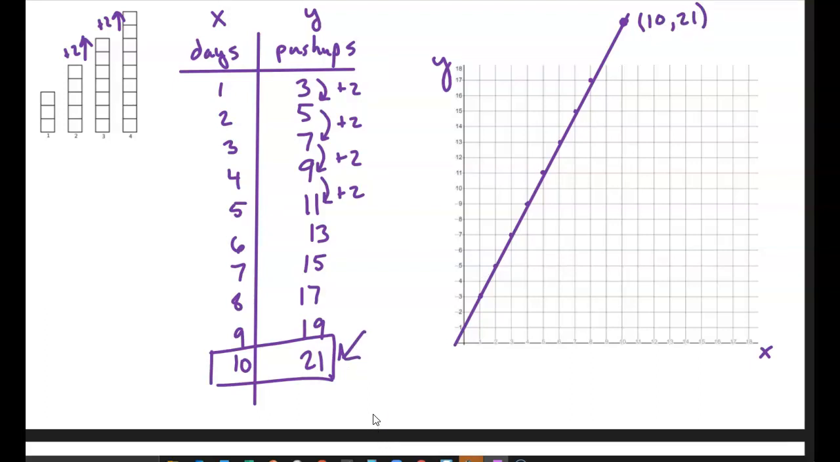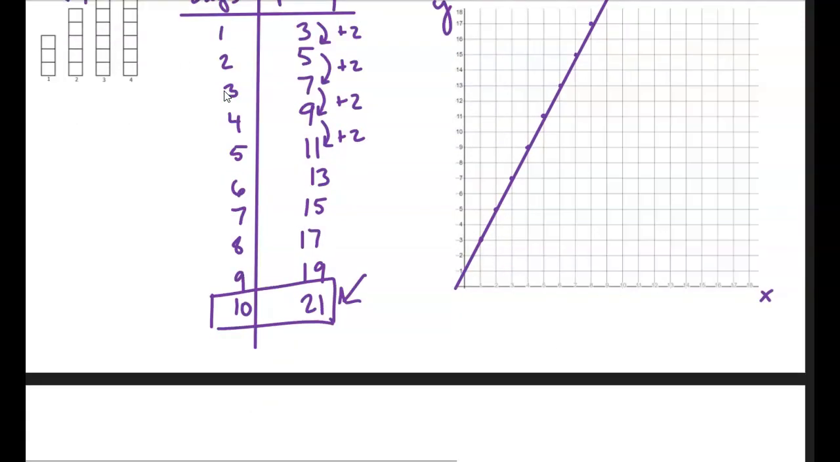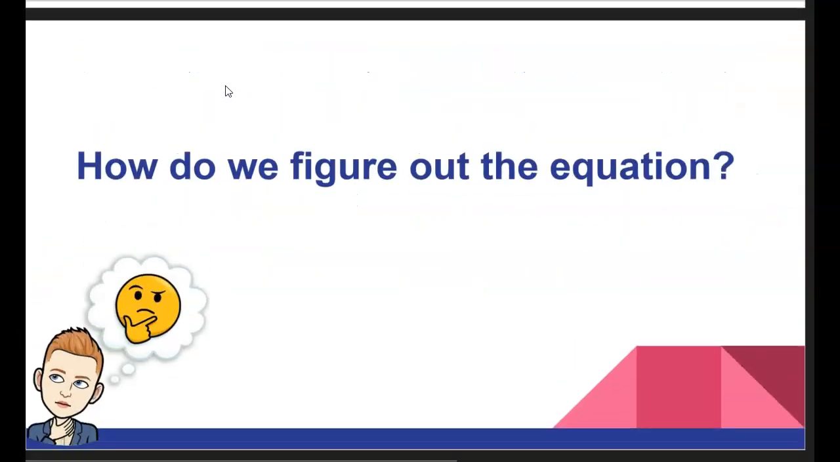Okay, so we did a table, we did a graph, we know how to do those things. But question, how do we write the function now? How do we write the equation? That's tripped us up so far. How do we figure that out? Well, let's try a really specific, explicit method.